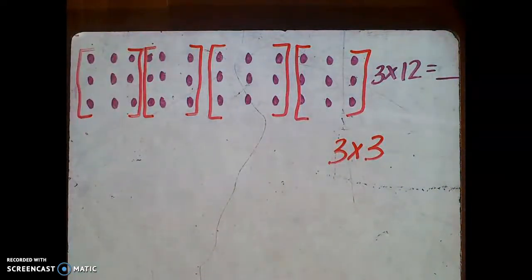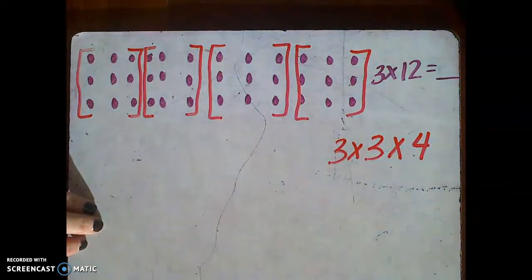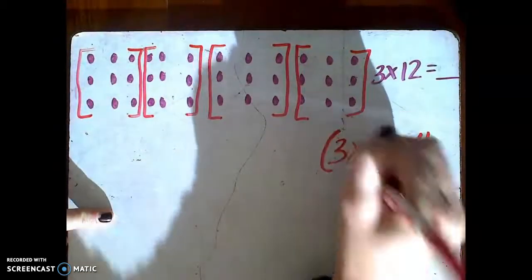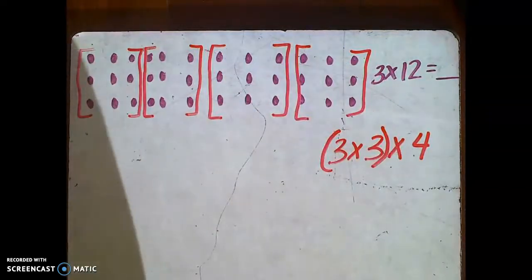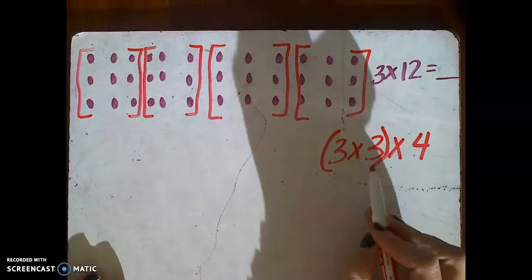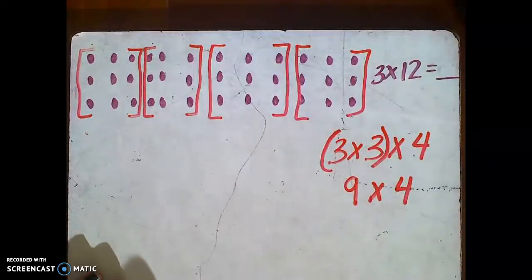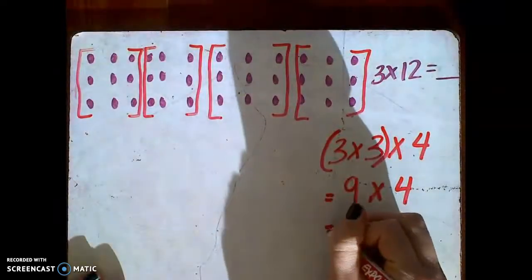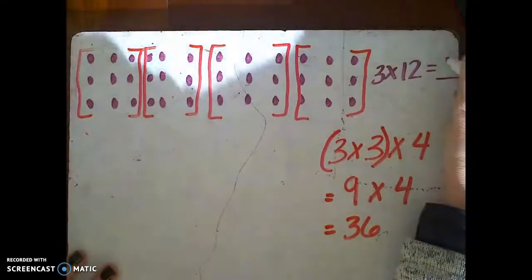I also have 4 of these groups. Now, if I just do times 4, that's not true. I need to make sure that everyone understands that this is 3 groups of 3 in 4 groups. Okay, so then all I'm going to do is I'm going to break this down. 3 times 3, we already know that, is 9. 9 times 4 is a lot easier to work with than 3 times 12. And I know that 9 times 4 is 36, which tells me 3 times 12 is also 36.